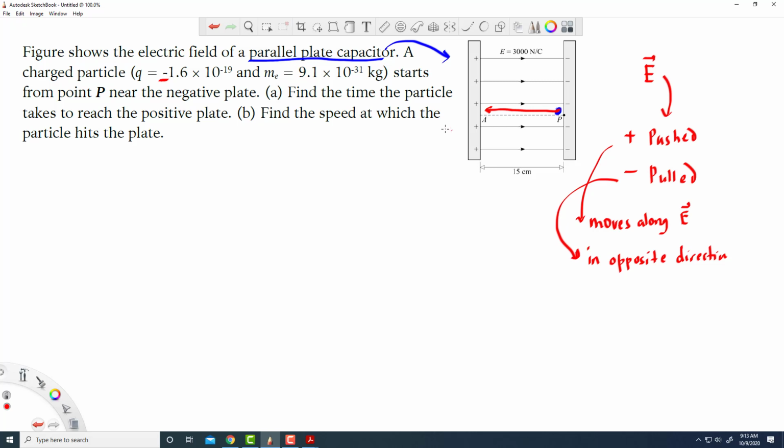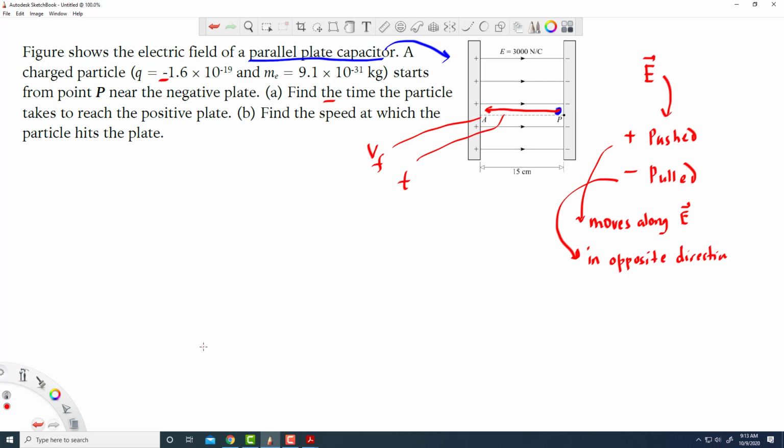So let's look at the question. Find the time the particle takes to reach the positive plate. So how much time does it take to reach the positive plate? We need to find time, and we also need to find, just before hitting the positive plate, what would be the speed, so V final. So how do you find V final and time?